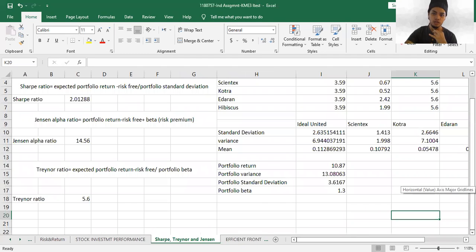This sheet explains the Sharpe ratio, Jensen alpha ratio, and Treynor ratio. The Jensen ratio is calculated as the portfolio return, subtract the risk free rate, minus the beta multiplied by the market return less the risk free rate, while the Treynor ratio is the expected return, subtract the risk free rate, and divide by the portfolio beta.